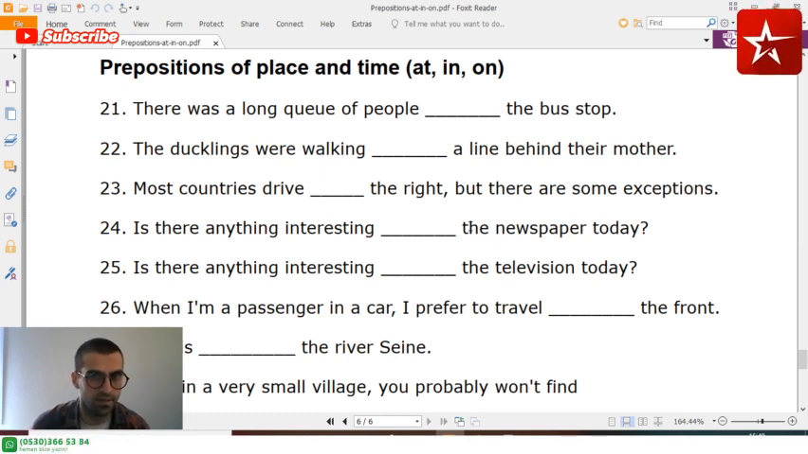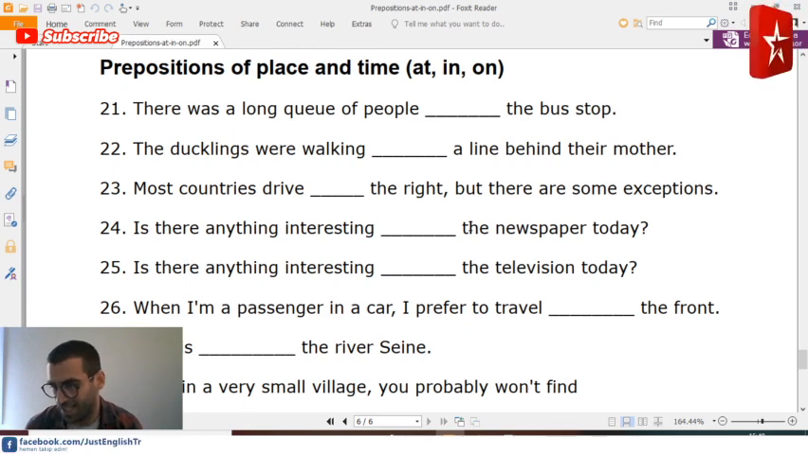25. Is there anything interesting on the television today? Yes. 24, we answered, the answer was in. 25. 25 on. Yes, 25 is on the television today.